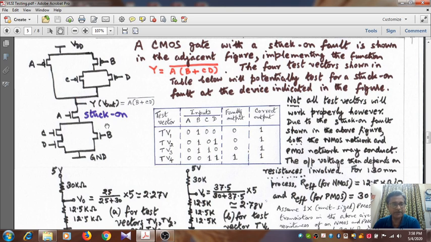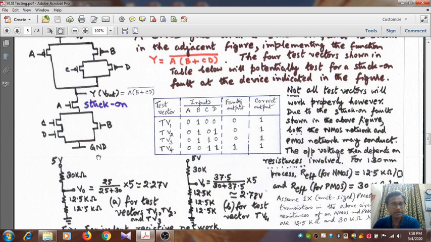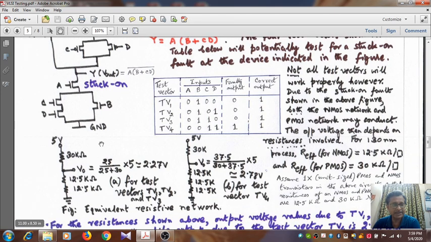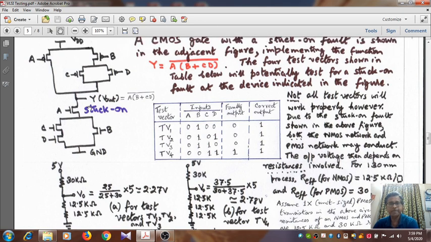It is 12.5 kilo ohm, whereas for a PMOS transistor it is 30 kilo ohm. Okay, 2.4 times larger. Clear? I believe all of you can recall, right? So you see, this is the equivalent resistive network for this circuit.